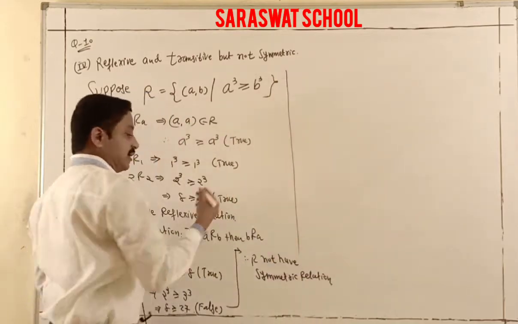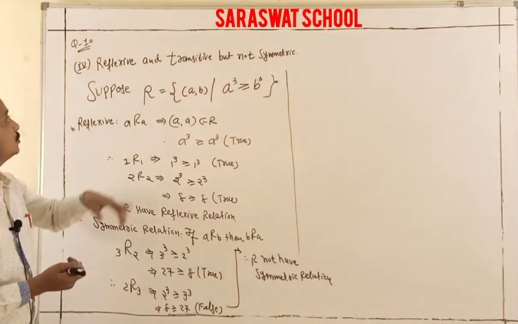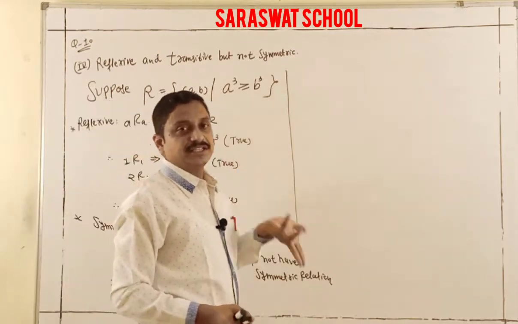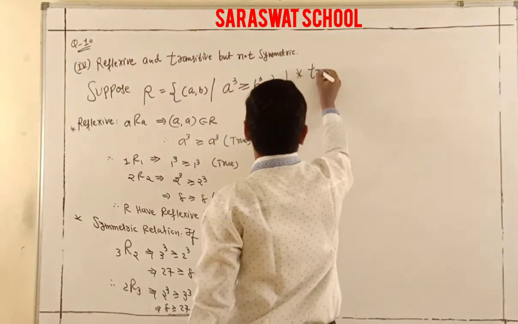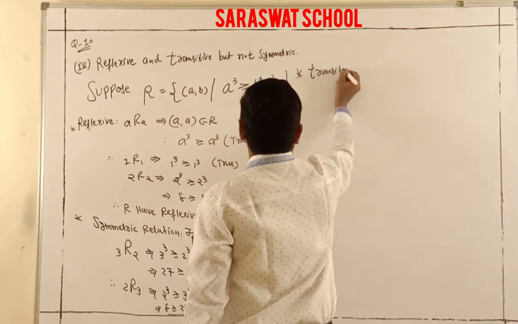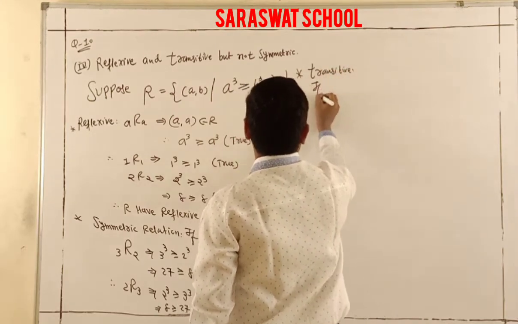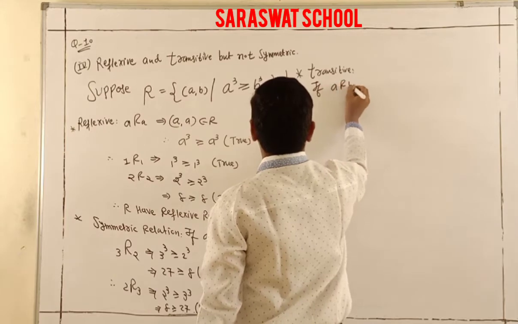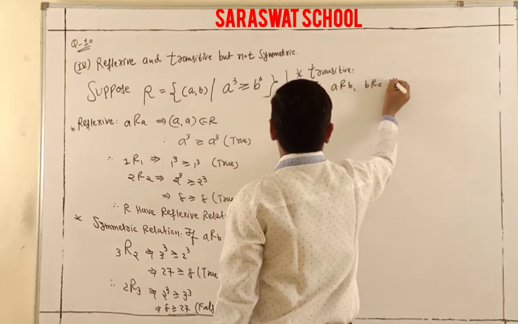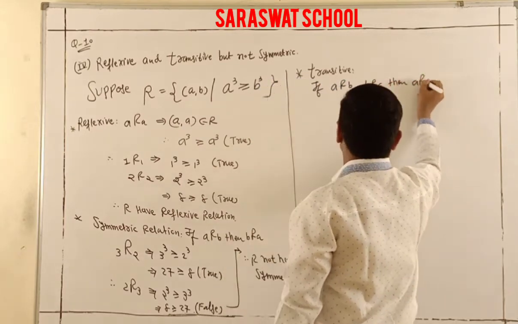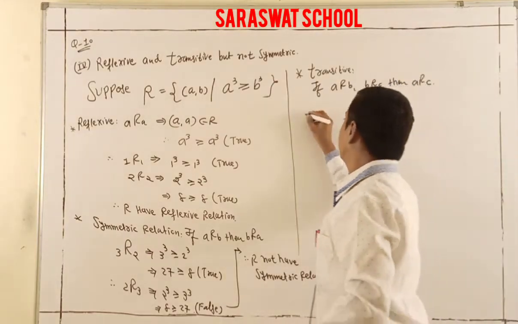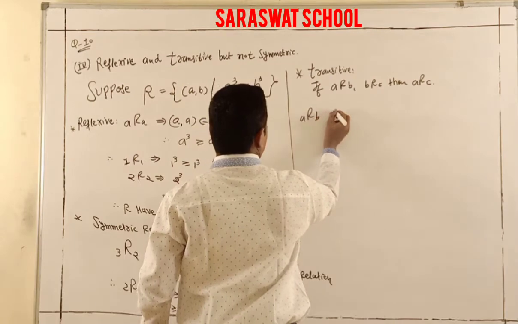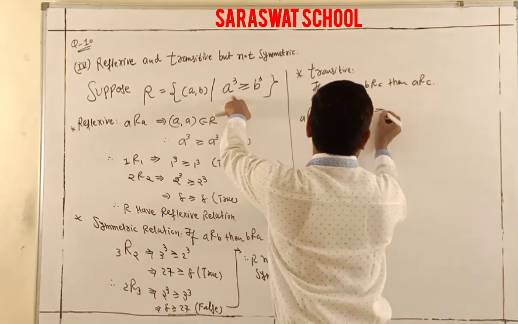Yes. Now finally I am going to transitivity. Transitivity is also very easy. In general I explain the transitive rule. What is the rule? If A relation B, B relation C, then A relation C, I check out. So all three I write one by one. A relation B: what is the case? A cube greater than B cube.